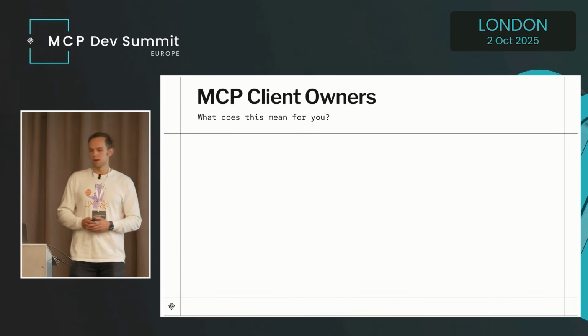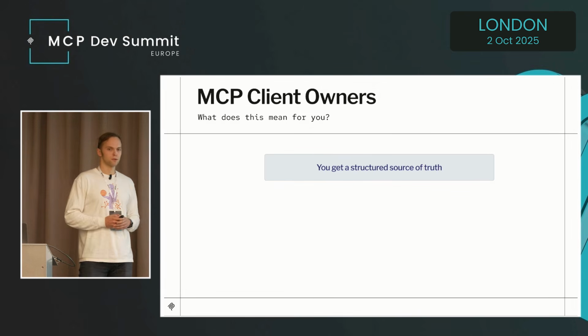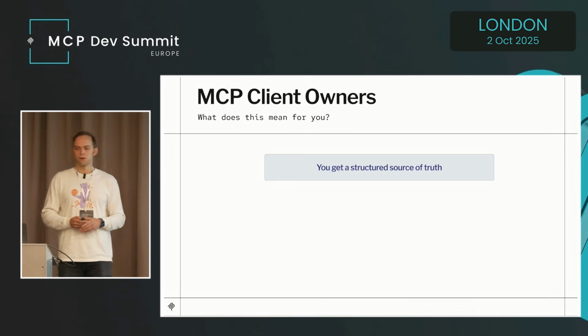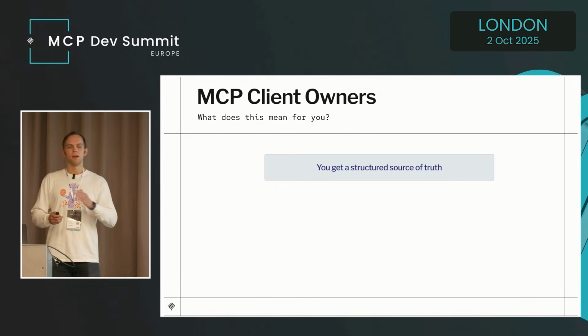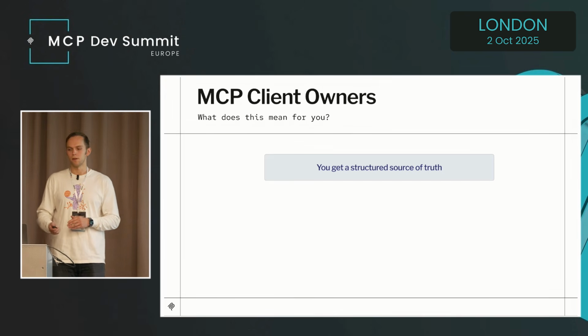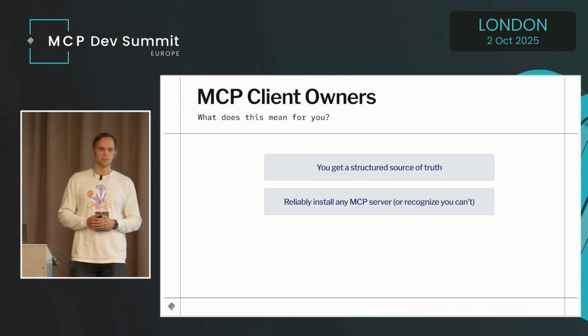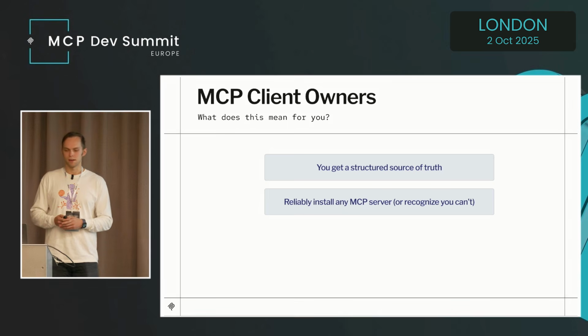For MCP client owners, if you've built or maintained an MCP client, what does this mean for you? It means you get that structured source of truth on the other side of the server maintainer equation. You're going to be able to configure any MCP server with some input from the user when they need to provide, say, an API key, but you have a structured path and a very predictable user experience flow you can build on top of that source of truth. One nice implication is that by looking at a server.json file, you will immediately be able to understand: can I run this? How can I run this?